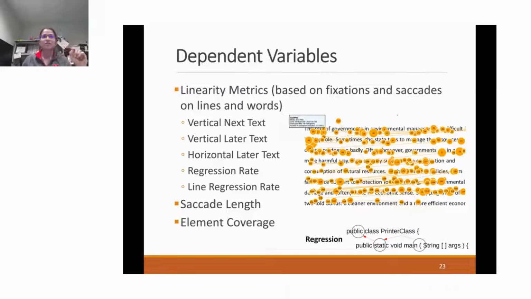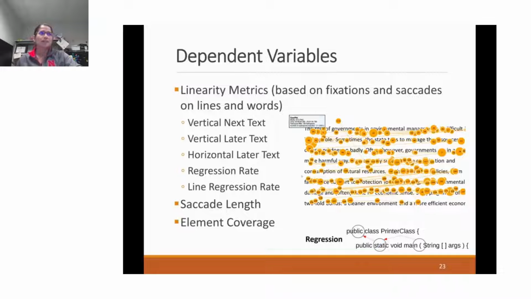The reason why we looked at regression is because if you go and reread something, that usually means you're having difficulty understanding it, unless it's, of course, tracing a for loop. In that case, you might just be looking at it over and over and not necessarily having a problem, but you're tracing it. So the task you're using this for is also important. And then we have a saccade length, which is just the Euclidean distance between 2 successive fixation points. We also look at element coverage to see how much coverage people spend on text and code.